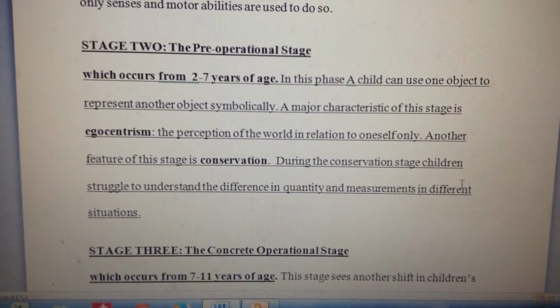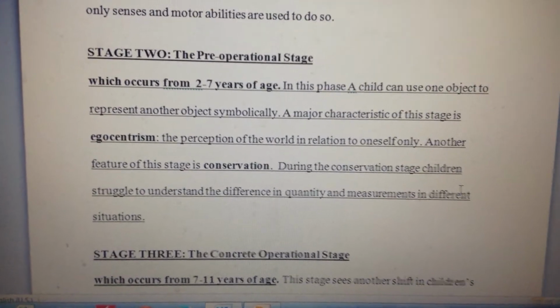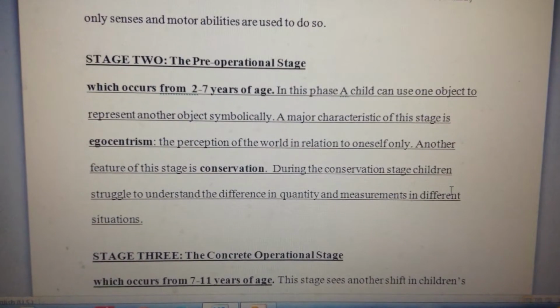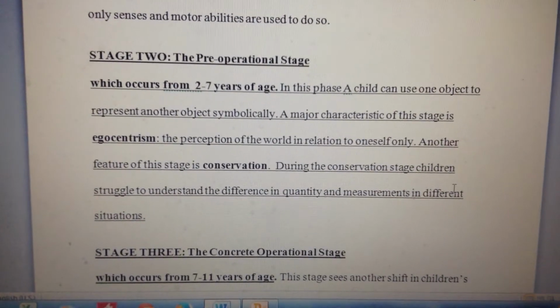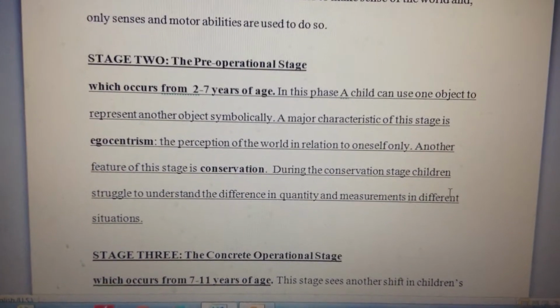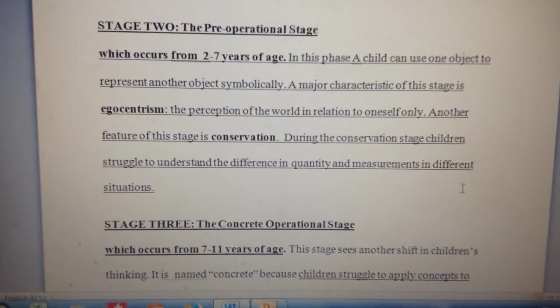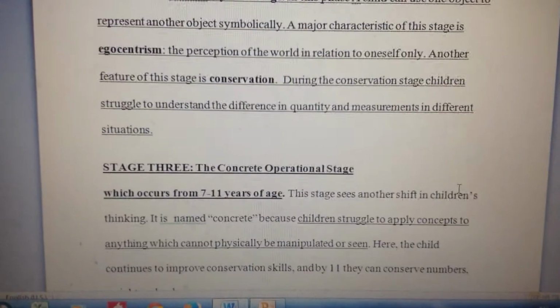In stage 2, from 2 to 7 years, a child represents another object symbolically. They're egocentric, and in the conservation stage, they struggle to understand difference in quantity and measurements in different situations.